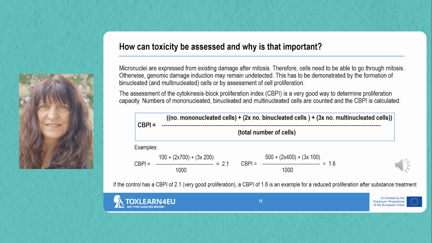The assessment of the cytokinesis-block proliferation index, CBPI, is a very good way to determine proliferation capacity. Numbers of mononucleated, binucleated, and multinucleated cells are counted, and the CBPI is calculated. CBPI is the number of mononucleate cells plus 2 times the number of binucleate cells plus 3 times the number of multinucleate cells, divided by the total number of cells. Two examples are also given on the slide.